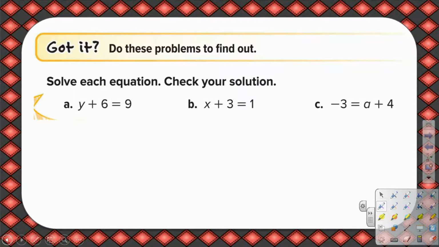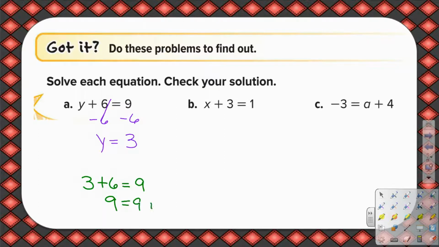Okay, let's give these a check and see how you did. On this one, we're going to subtract 6 from both sides, and that leaves us with y equals 3. To check it, y plus 6, whoops, I need to plug in my 3 for y. 3 plus 6 equals 9, and 9 equals 9. Checks out, and yes, we are correct.